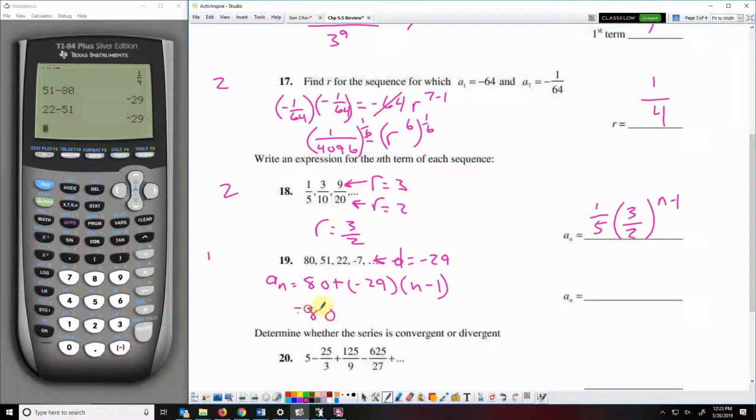So that's 80 plus or minus 29n plus 29. Let's see, 80 minus 29 is 51. That should have been plus 29. So I'm going to try that again. 80 plus 29 is 109. So I get negative 29n plus 29.